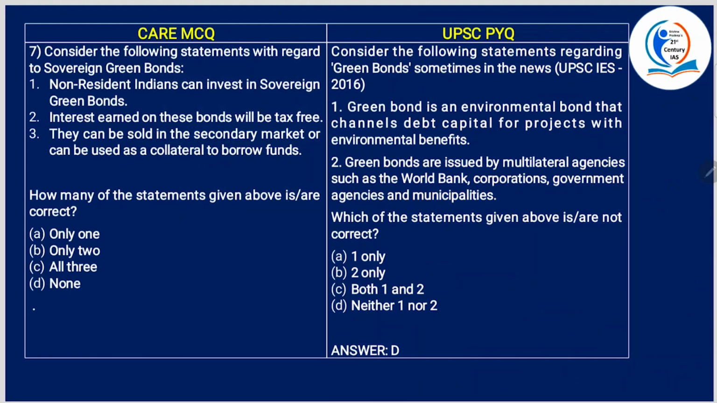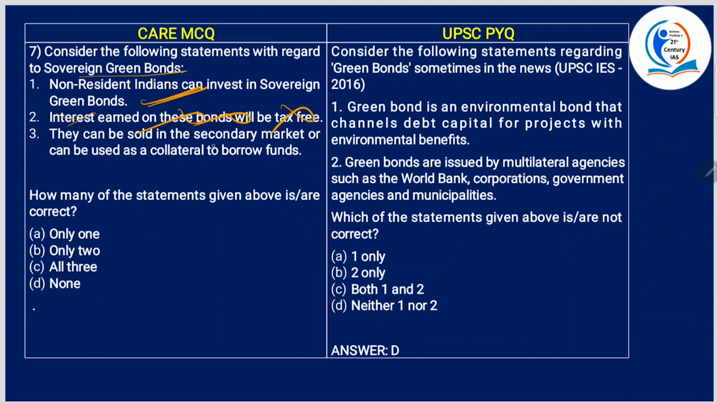Now, we'll get into the MCQ. Consider the following statements with regard to sovereign green bonds. Non-resident Indians can invest in sovereign green bonds. Yes, that is the context of the article also. Interest earned on these bonds will be tax-free. No. One of the features we have seen is that the interest will be considered as income from other sources and is taxed at the investor's income tax slab rate. So this is wrong.